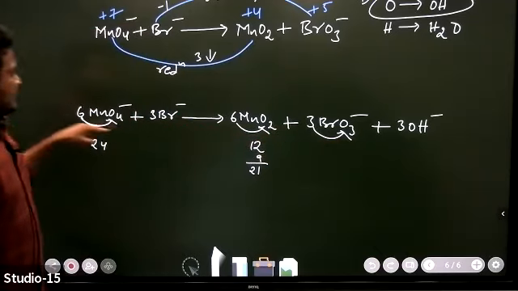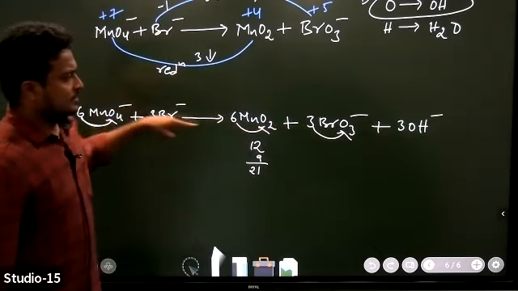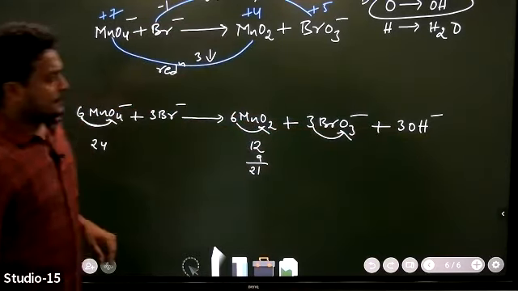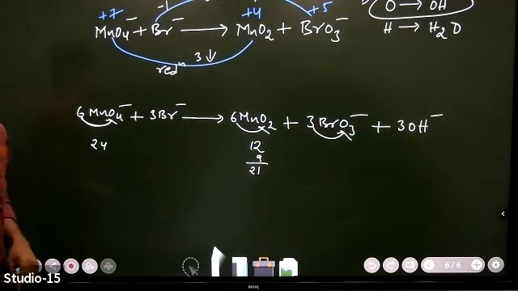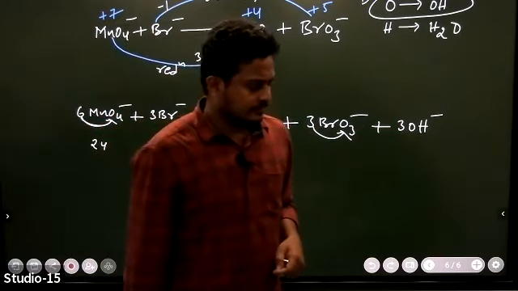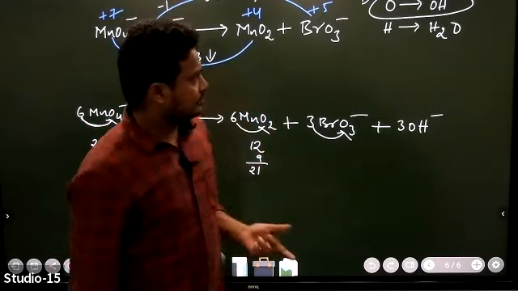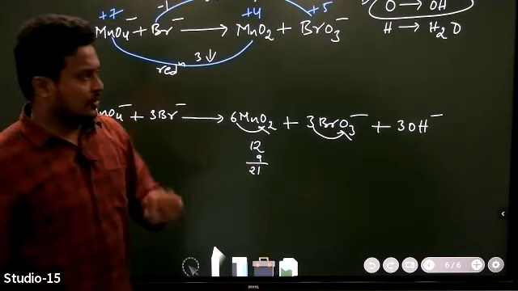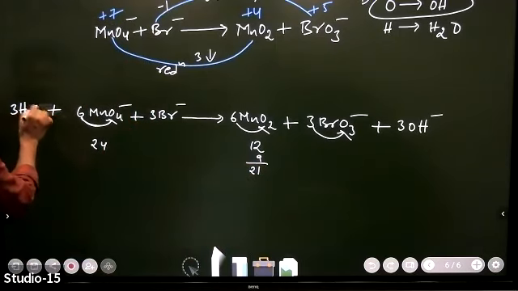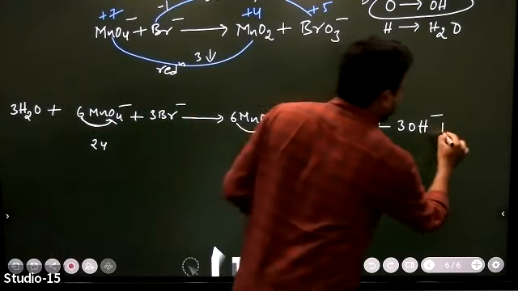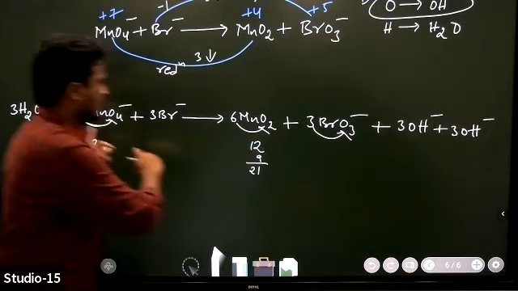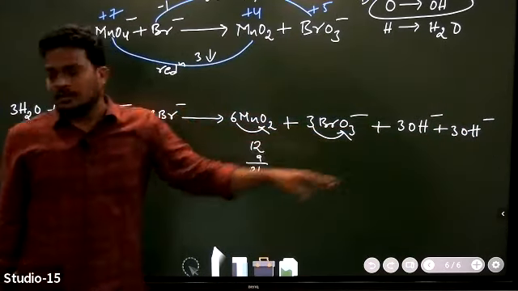Now in this equation, which terms are in excess? Hydrogens are in excess on the right hand side. How many hydrogens are in excess? 3 hydrogens. Is there a possibility to add 3 hydrogens? No. That is why we are adding 3H2O. Exactly on the opposite side, add 3 more OH minus ions.